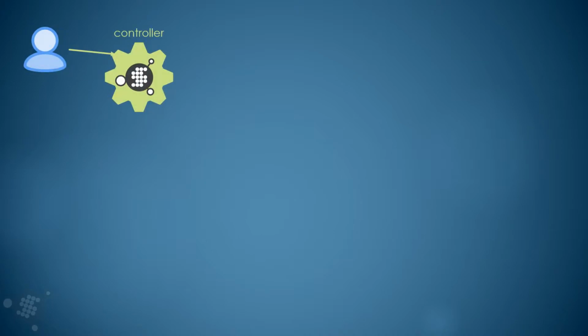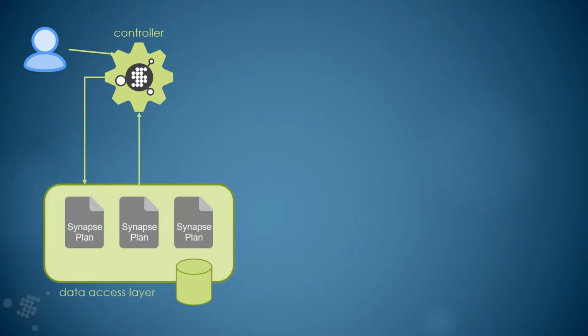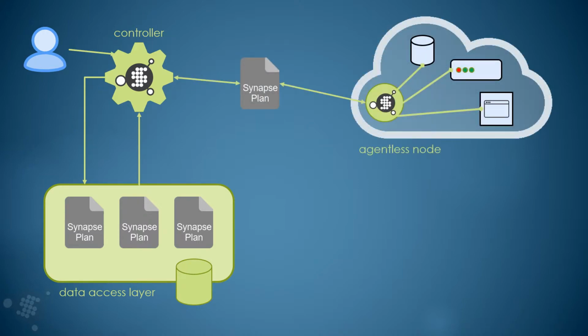Okay, so a little bit about the architecture. Synapse is made up of a controller and a node. The controller hosts the API itself and accesses plans from the data access layer, and the controller also enforces security. So a user makes a call to the controller. A plan is fetched from the data access layer and forwarded to a node.